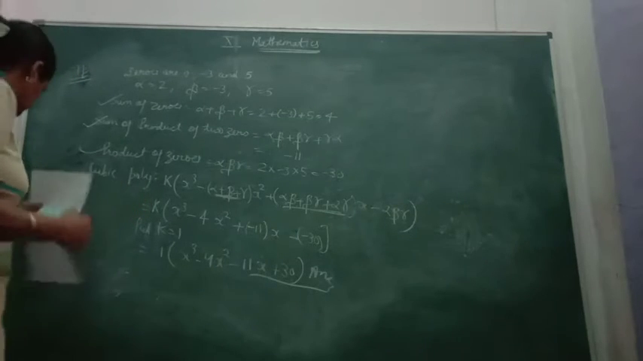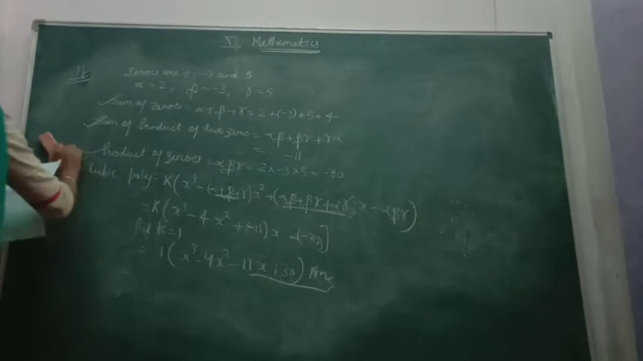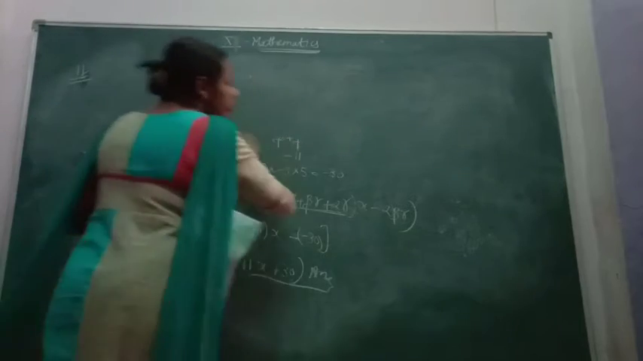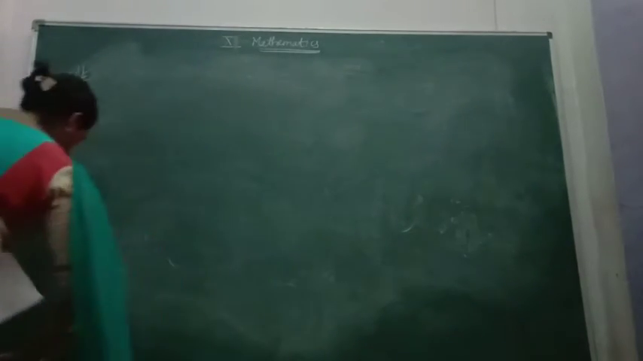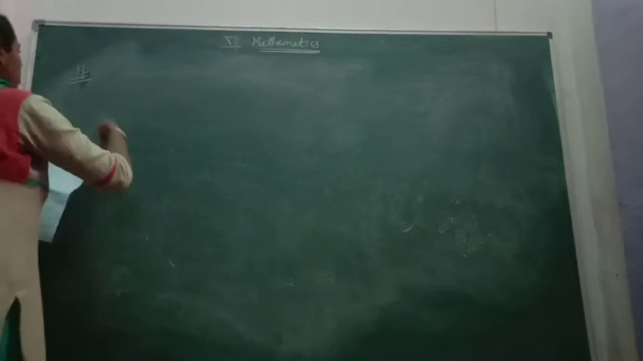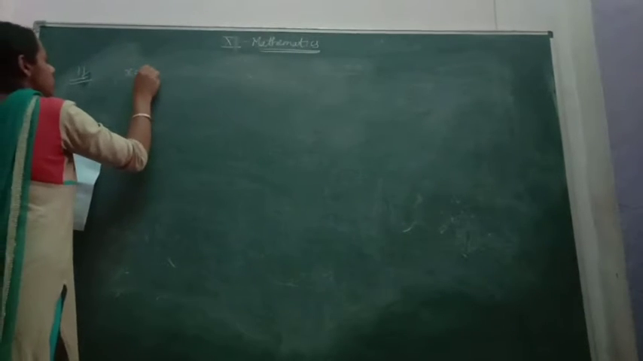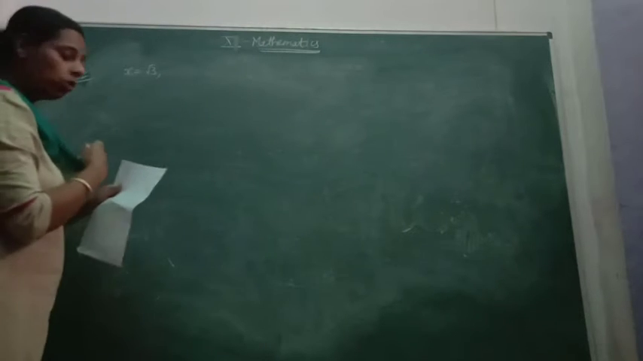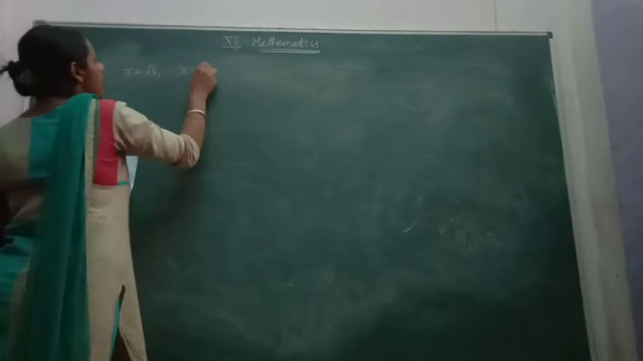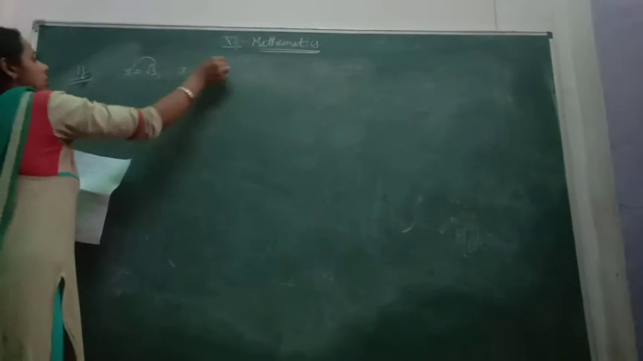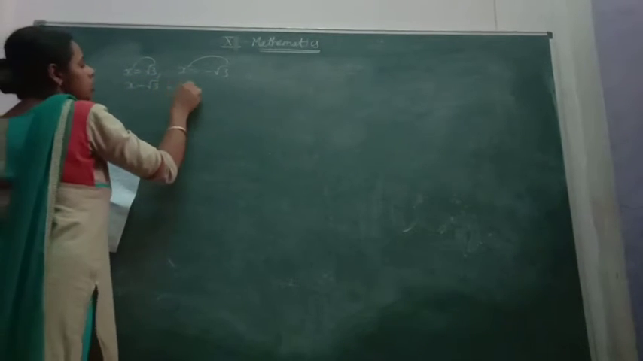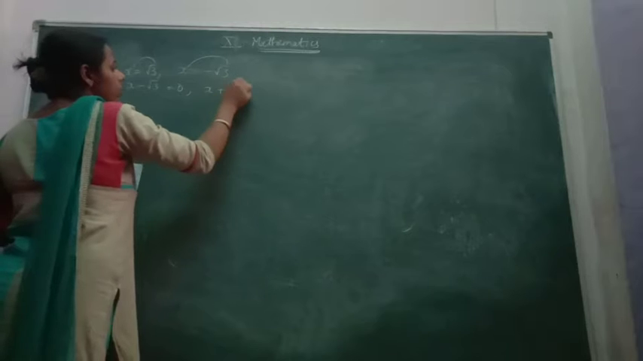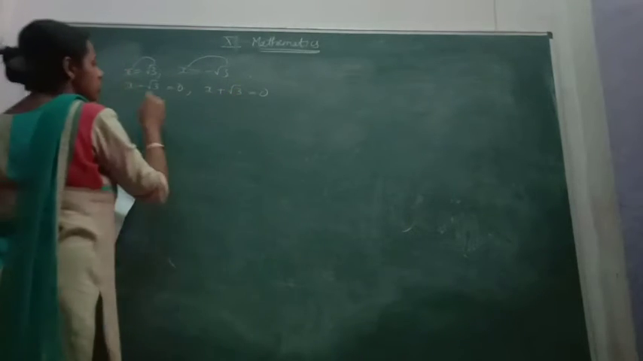Okay, come to question number 12, where two zeros of a cubic polynomial are already given to you. You have to find the third one. The first zero is root 3, zero meaning the value of x, and the second is minus root 3. Taking one side, you will have x minus root 3 is equal to 0, and from there you will have x plus root 3 is equal to 0.